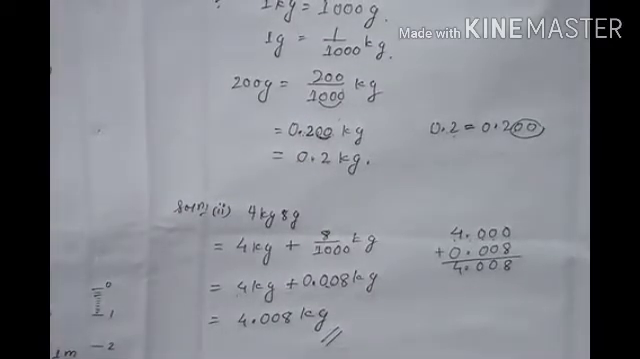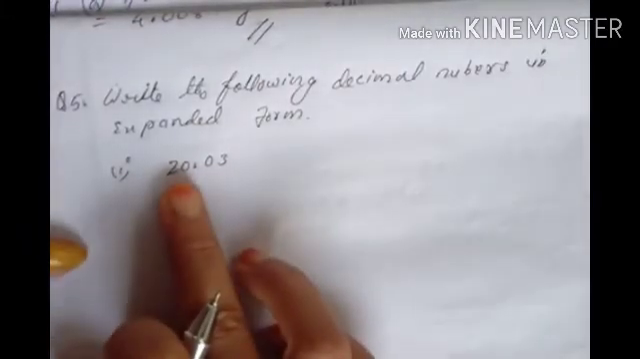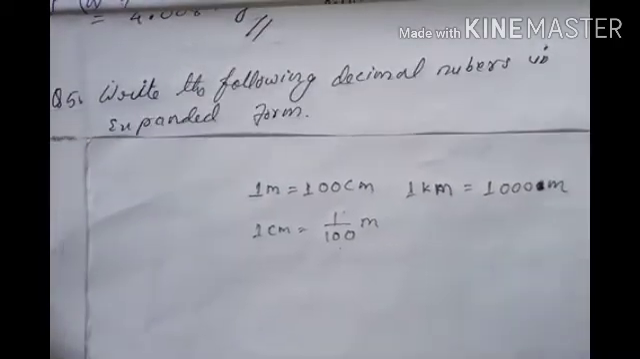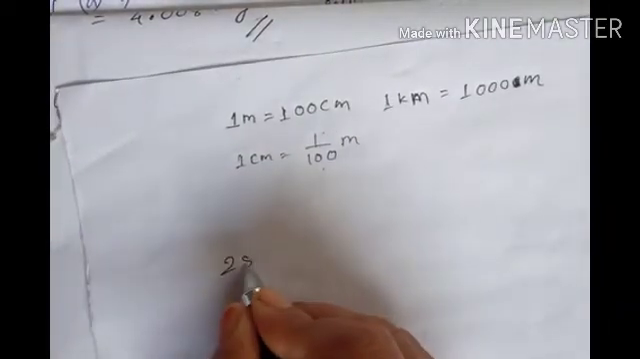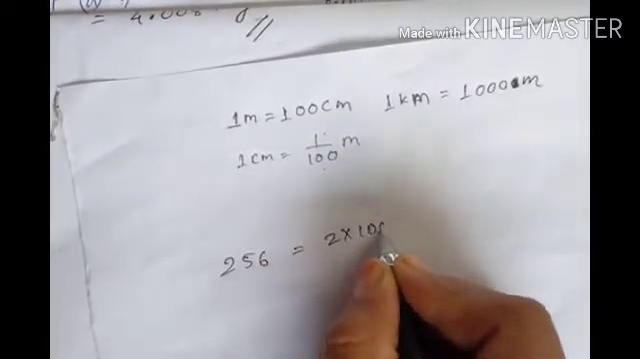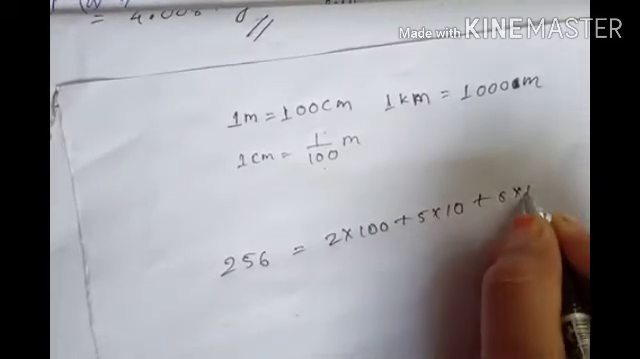So the remaining question is your homework. Okay, now come to the next question, number 5. Question number 5, write the following decimal number in expanded form. In what form do we have to write? Expanded form. So now let me tell you one thing. If we write the expanded form of 256, how will you write it? 2 into 100 plus 5 into 10 plus 6 into 1, isn't it?